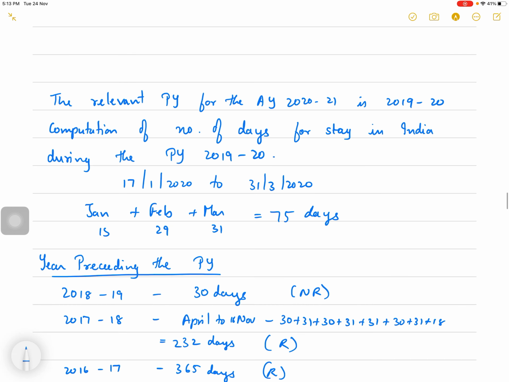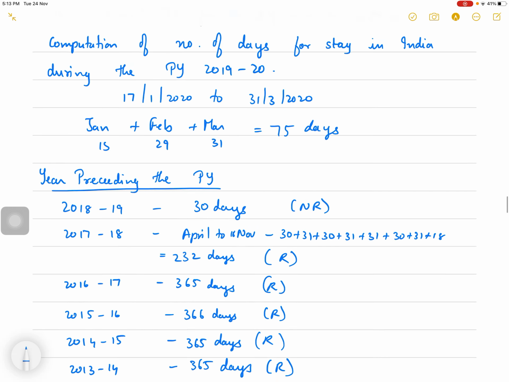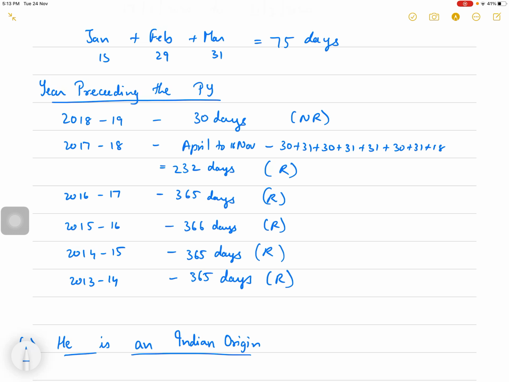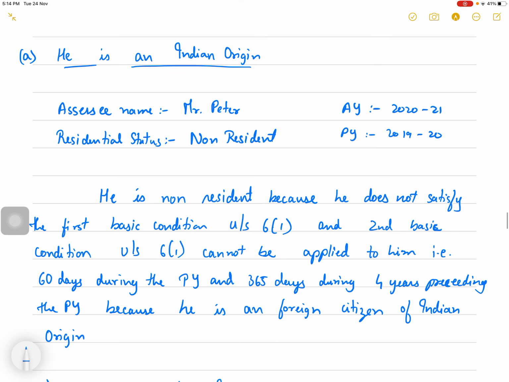Take down the answer. The relevant previous year for the assessment year 2021 is 19-20. Computation of the number of days of stay in India during the previous year 19-20 comes to 75 days. So, years preceding the previous year. If he is of Indian origin, he is non-resident because he does not satisfy the first basic condition, and the second basic condition cannot be applied to him.